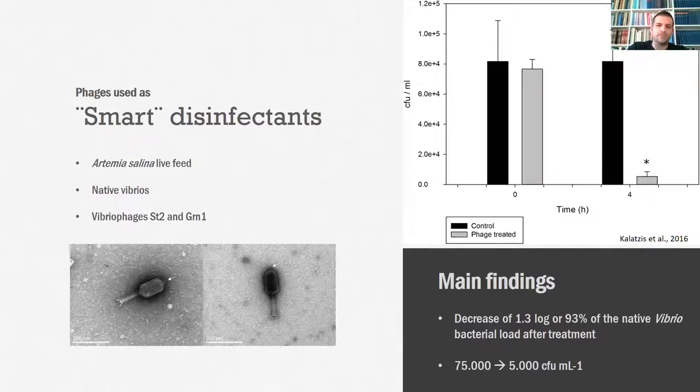Here you can see, and let me know if you can see my pointer, my mouse. We used a combination of two lytic phages, ST2 and GRN1, which were able to decrease by 1.3 logs, or 93% in plain numbers, the native Vibrio bacterial load after 4 hours of treatment in the live feed, Artemia salina in this case.